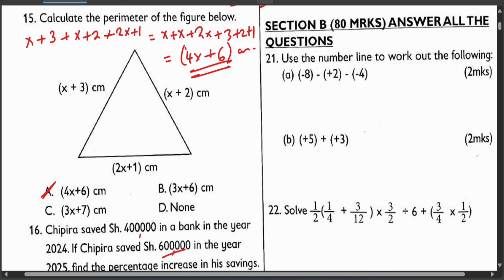So section B, question 21. Use the number line to work out the following. A, -8 minus +2 minus -4. Then you have B, +5 plus +3. So use a number line.